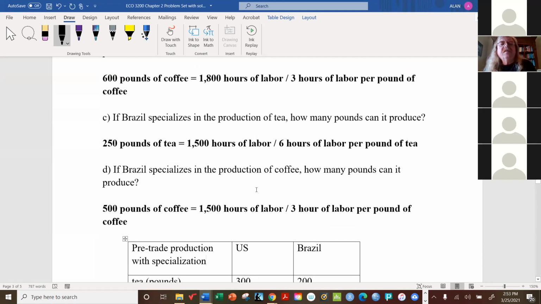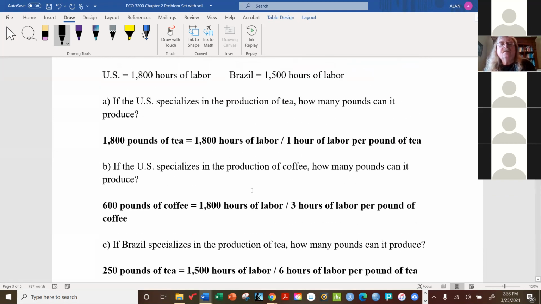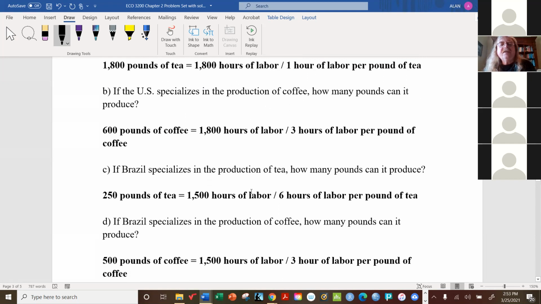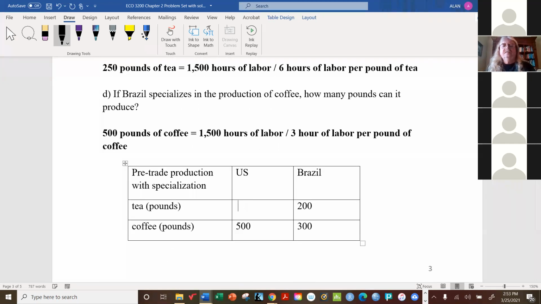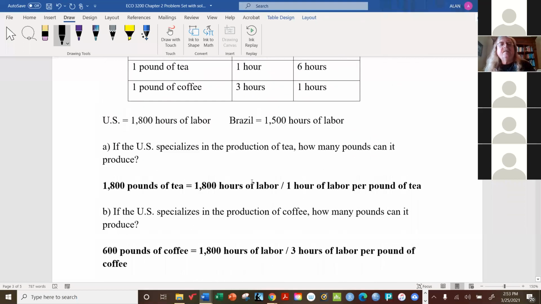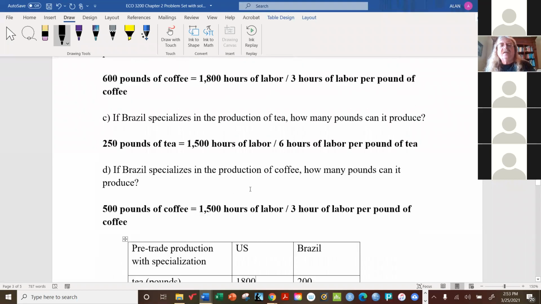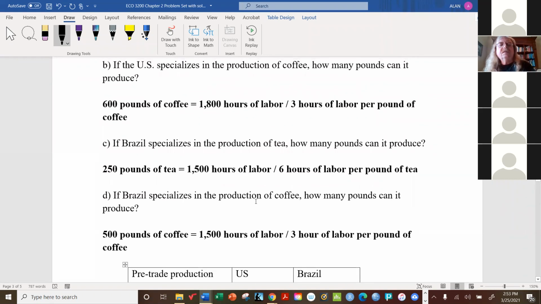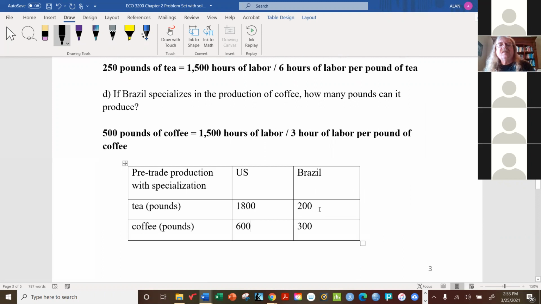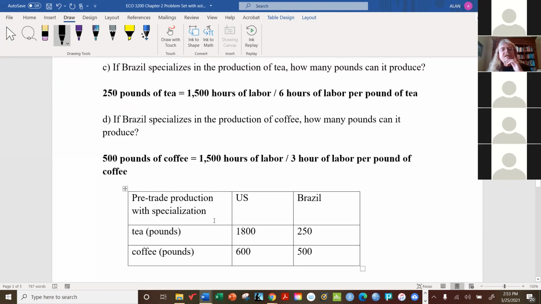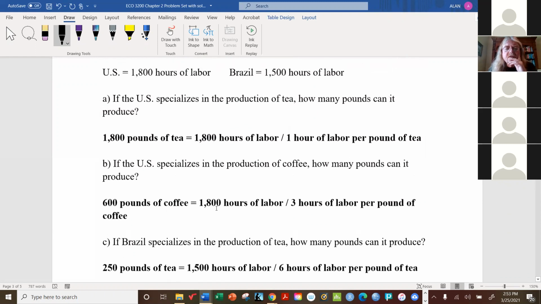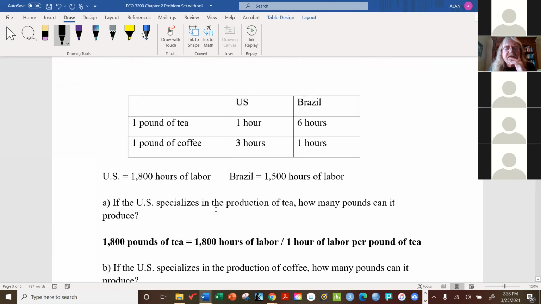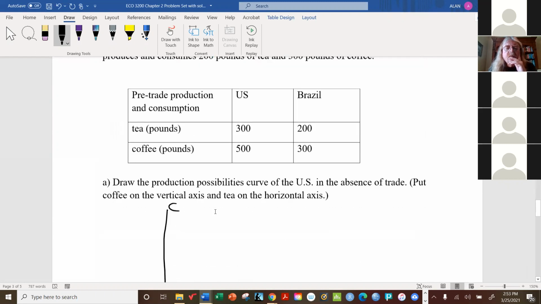Okay, so in other words, before any trade takes place, the U.S. can make 1,800 pounds of tea, and it can make 600 pounds of coffee. In Brazil, we've already seen that they can make 250 pounds of tea, and they can also make 500 pounds of coffee. I like the idea of having that all together in one convenient location, especially because we're going to need this information now when we draw this curve.